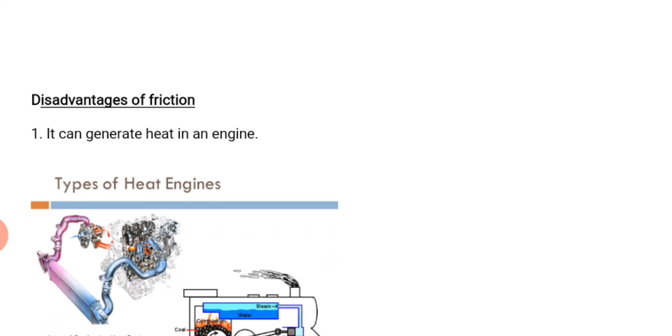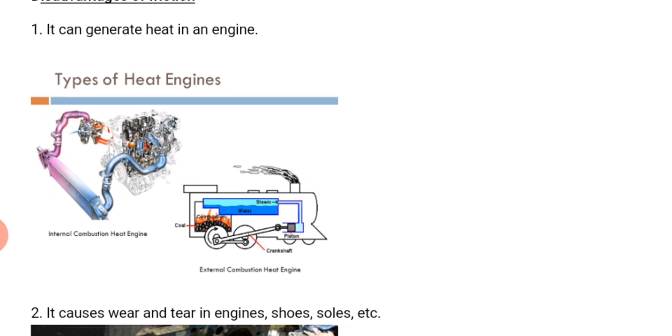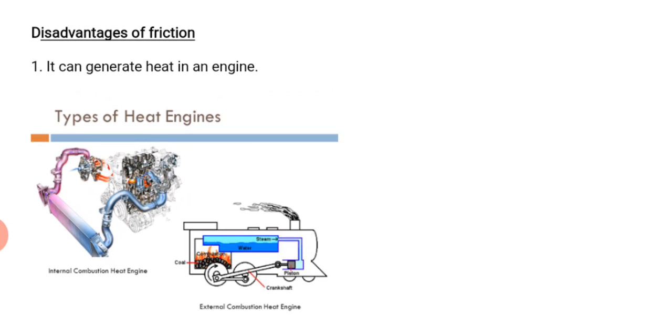One of the disadvantages of friction is that it can generate heat in an engine. Let me use the example of a brake in a car. By the time you apply a brake and do not release your leg from it, we said it's a force that prevents one surface from sliding against the other. With this, it will generate heat.